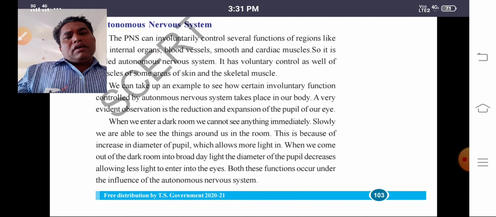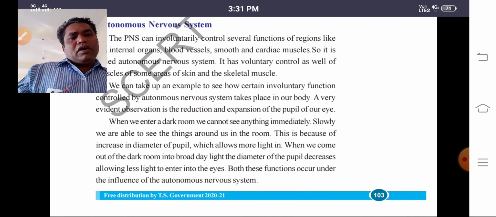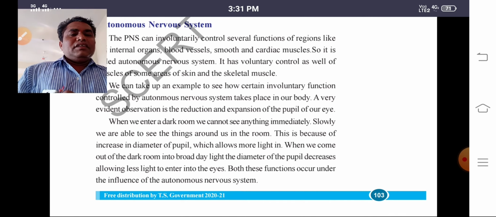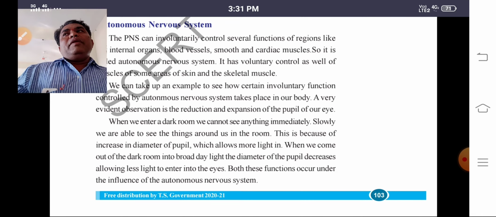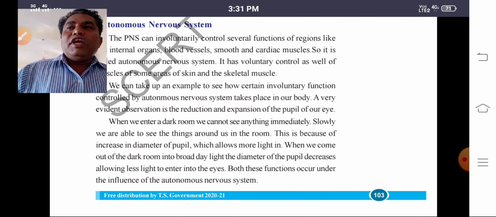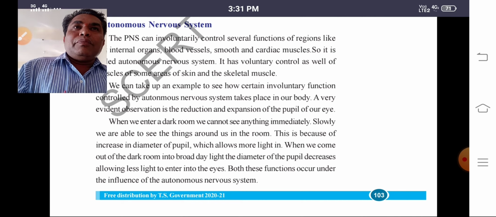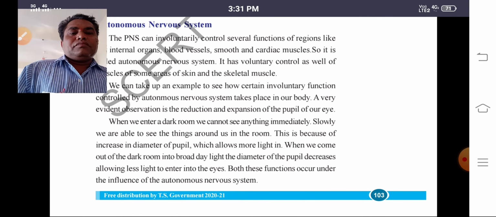So when we come out of the dark room into broad daylight, the diameter of the pupil decreases. ఇమీడియట్గా బయటకు వచ్చేటప్పుడు వెలుతురు ఎక్కువగా ఉంటుంది కాబట్టి ప్యూపిల్ యొక్క డయామీటర్ అనేది పరిధి. సో చీకట్లో ఉన్నప్పుడు ఆ ప్యూపిల్ యొక్క పరిధి పెద్దగా అవుతుంది, వెలుతురుకు వచ్చినప్పుడు ఆ ప్యూపిల్ యొక్క పరిధి తగ్గుతుంది. సో ఇదంతా కూడా తనంతలకు తానే అవుతుంది కాబట్టి ఇన్వాల్వెంటరీ యాక్షన్ అనమాట.